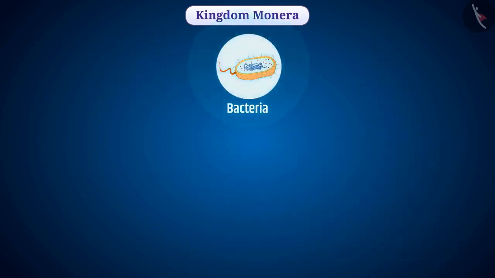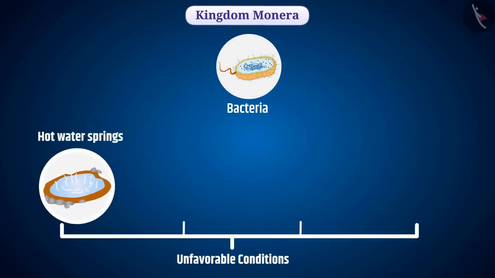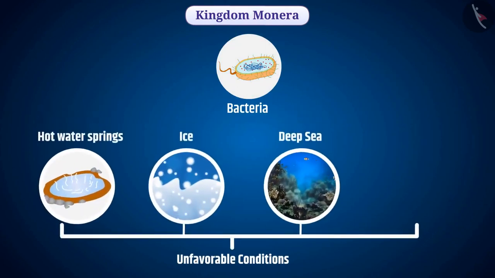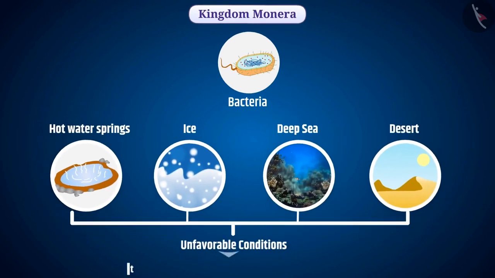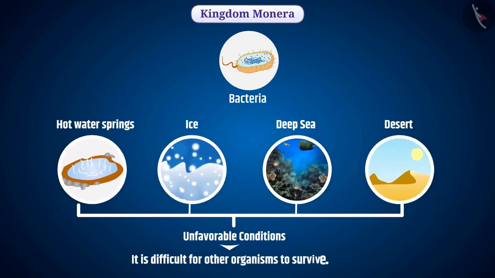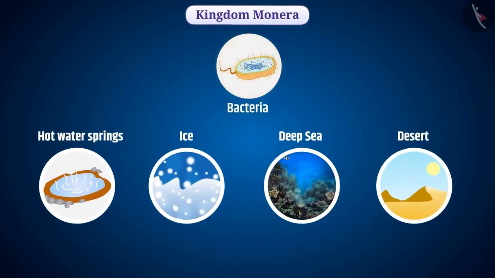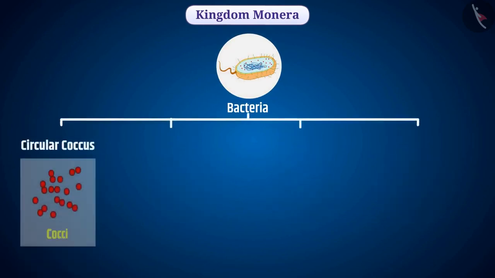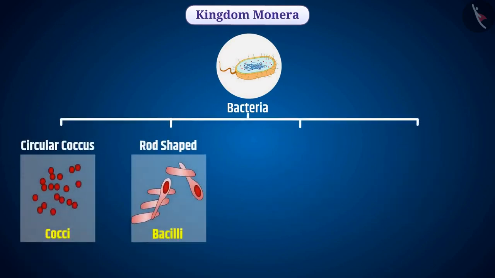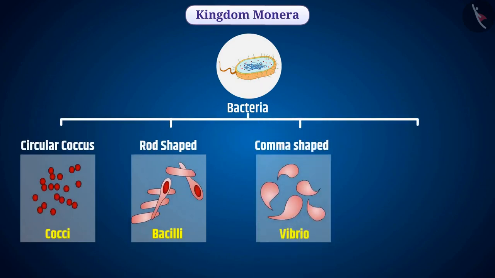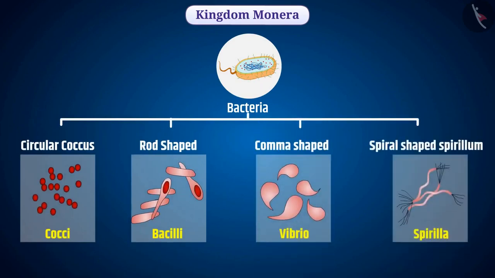Bacteria are found in almost all places. They are also found in extreme and unfavorable conditions such as hot water springs, ice, deep sea, and desert, where it is difficult for other organisms to survive. These can be classified into four groups based on their shape: spherical coccus, rod-shaped bacilli, comma-shaped vibrio, and spiral-shaped spirillum.